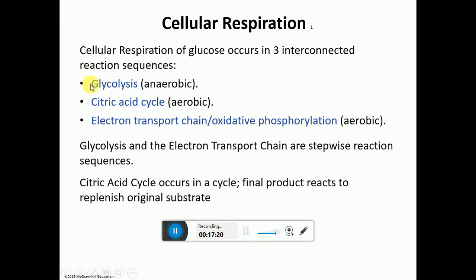The first step, glycolysis, occurs in the cytoplasm. The other two are aerobic, and they both happen in the mitochondria. As you would imagine, because we're not using oxygen in the first step, we're not going to make a lot of ATP. Most of the ATP is going to be made in the second and third steps, in particular the third step down here. So in the next few slides, we're going to be talking about each step individually: what happens in each step, where it happens, how much ATP we are making, and so on.